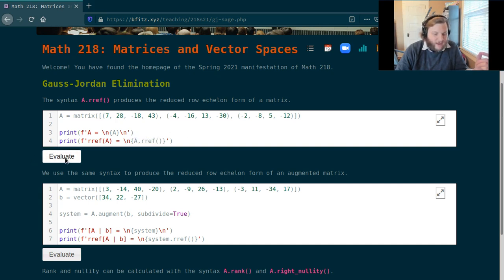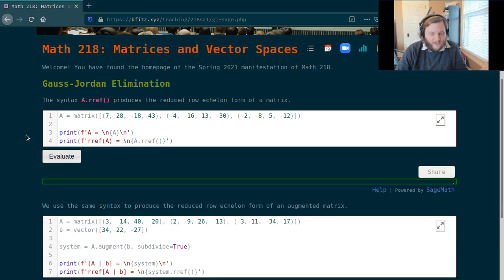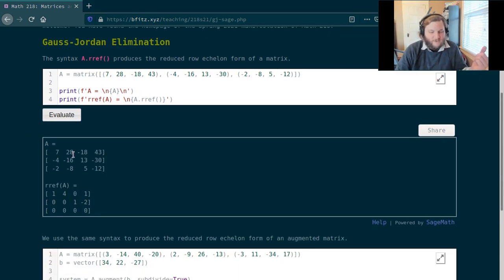So if we click evaluate, it should print out whatever the matrix is we're studying. So apparently I was studying a 3 by 4 matrix, and then it'll give us the reduced row echelon form. So here we see we have pivots in the first and third columns, so the rank is 2. And we have non-pivot columns as the second and fourth columns, so the nullity is 2.